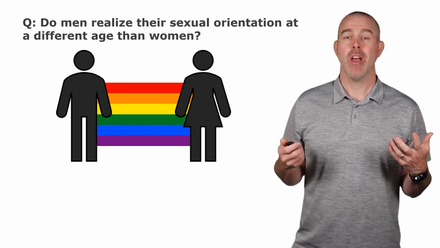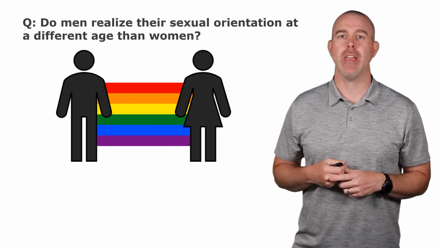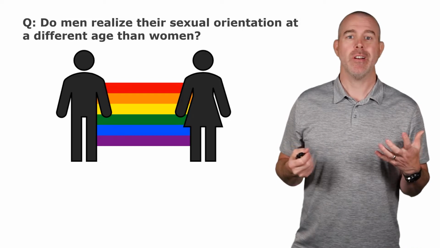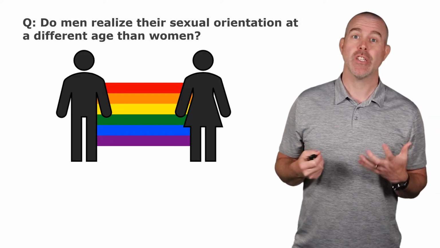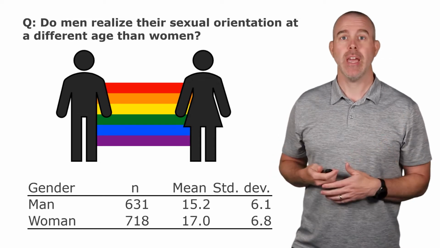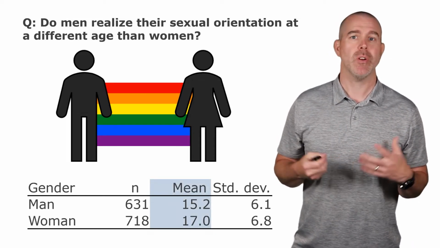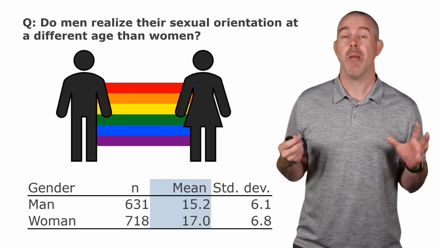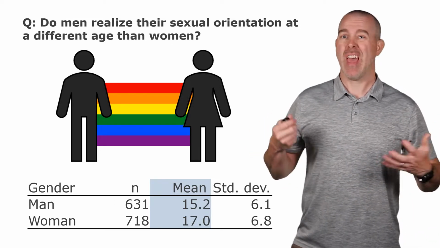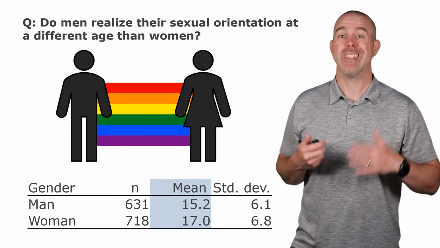So for example, we have this lesbian, gay, bisexual life and health database. I'll put that link in the description. And we wonder, do men realize their sexual orientation at a different age from women? Now we have the sample data here. You can see that it's 15.2 for men and 17 for women. So at the sample level, they're certainly different, but this is a sample. Maybe that difference really won't end up being statistically significant. So we want to test that.